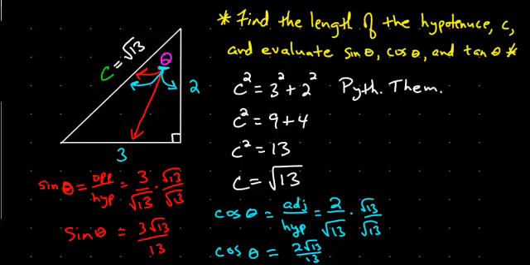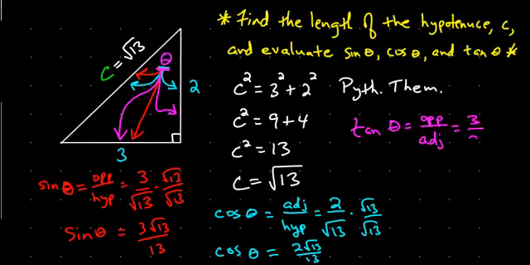And let's go with tangent theta equals opposite over adjacent. If I'm right here at theta, the opposite again is the side 3, and the adjacent is the side 2. So it equals 3/2.